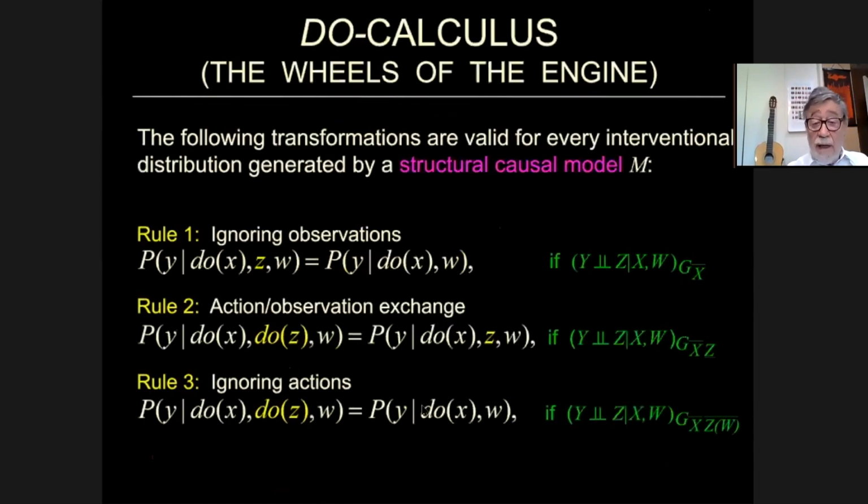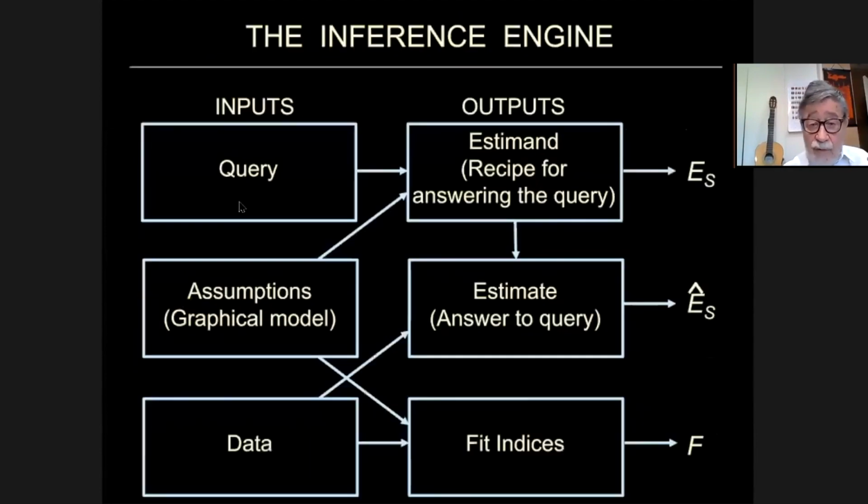one by one. Here are the rules of do calculus. These green conditions are the licenses that the graph needs to provide to permit and legitimize the transformation. Here's the transformation which allows you to ignore an observation. Here's the transformation which allows you to ignore an action. And here's an action, and here it's a combination, converting action to observation. Good. So we have a calculus.